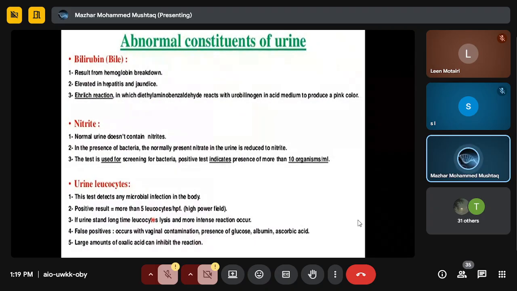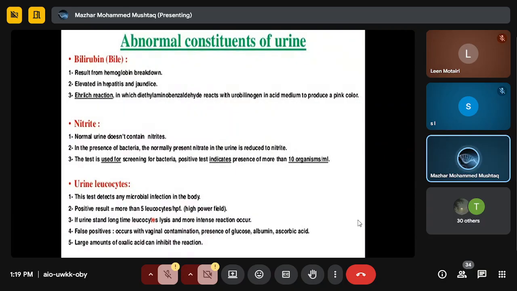Going further to the abnormal constituents, you have the bilirubin, which is the result of the hemoglobin breakdown. The enlarged concentration of bilirubin is called jaundice, and it is measured with the Ehrlich reaction, which is a complicated reaction giving you the pink color. Nowadays, we don't do this sort of reaction.